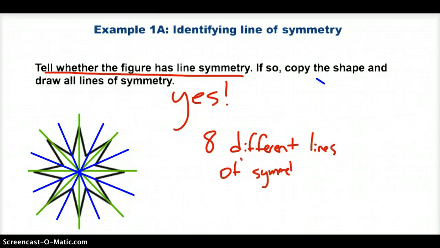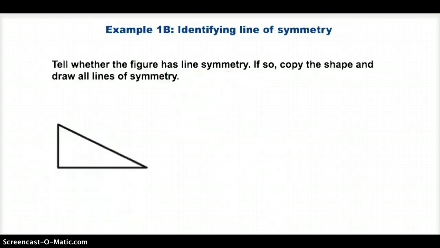Let's look at some other figures and see if we can identify some lines of symmetry here. We're given a triangle here. I'm just going to play with this triangle a little bit. Definitely not. If we reflected it about that line, that would not work. Let's check another one. Same thing, that's not it. If we were to reflect it across that line, we would not get an image that coincides with the pre-image.